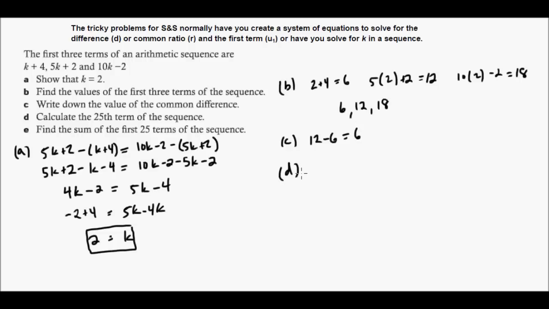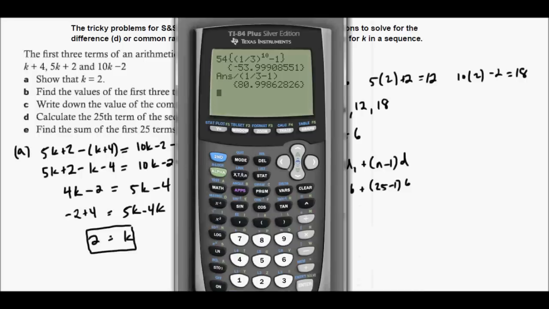Nice. And then calculate the 25th term of the sequence. Okay, fine. No problem. So again, the nth term is the first term plus n minus 1 times d. And so the 25th term equals 6 plus 25 minus 1 times the common difference, which is 6. Okay? And we'll just plug that in. So a lot of this is calculator work once you plug everything in here.